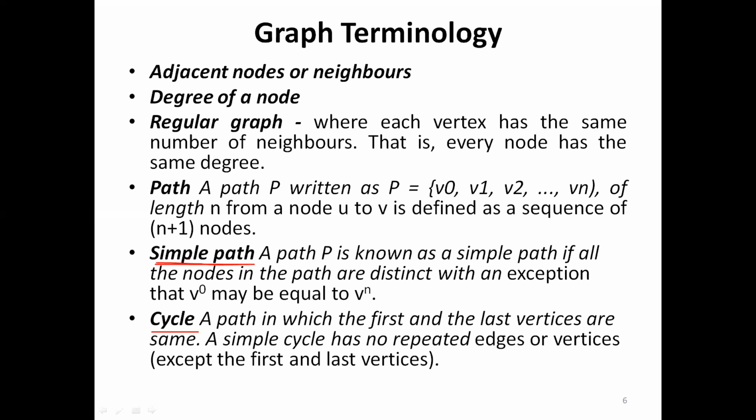I hope you understand. And same like cycle. When you talk about a cycle, if there are no repeated edges, similarly, for a cycle, instead of vertices, instead of nodes, we are talking about edges. That's all. Instead of nodes, there are no repeated edges. That is called a simple cycle.